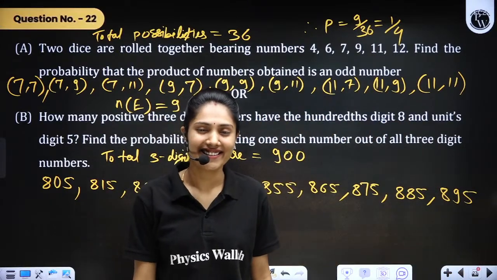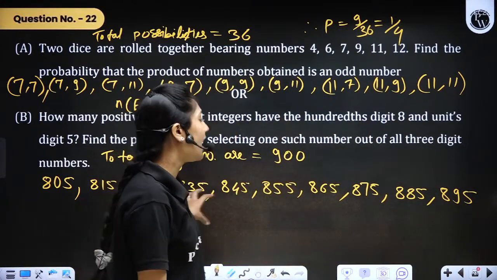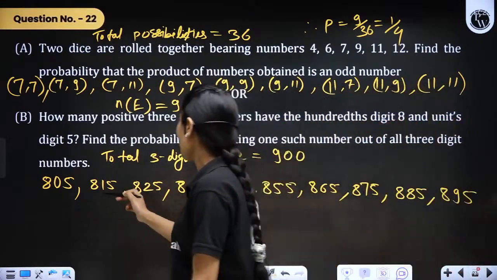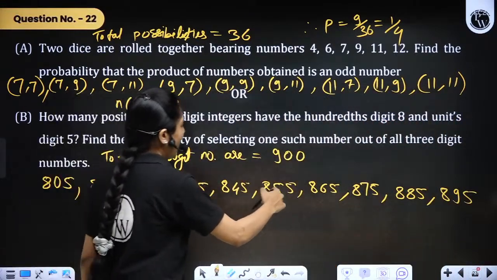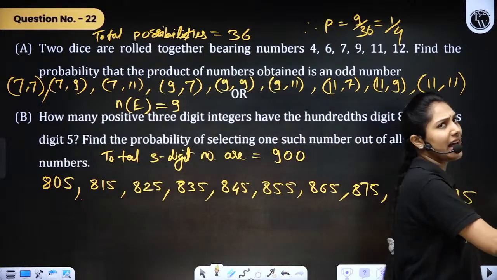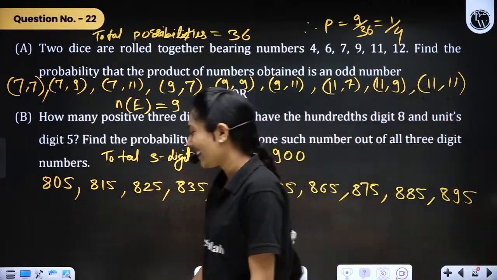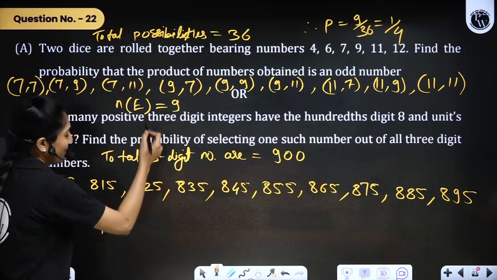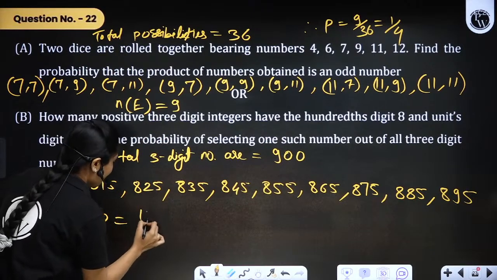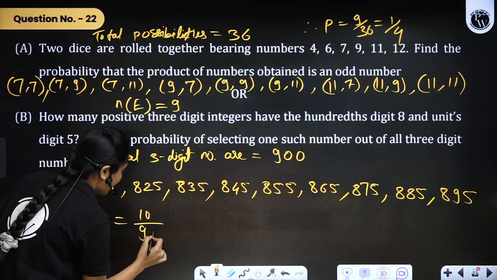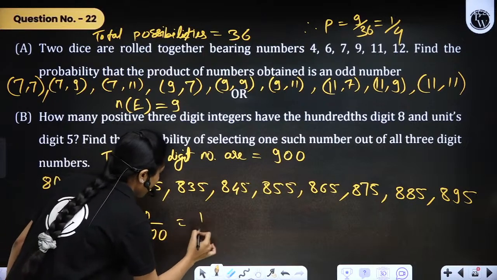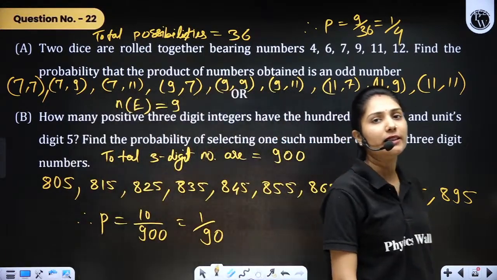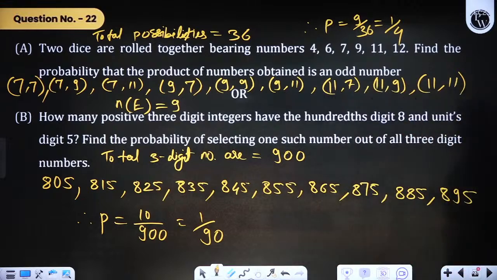Correct? So how many numbers are there? How many entries are there? It's 1, 2, 3, 4, 5, 6, 7, 8, 9 and 10 entries, right? So therefore the probability is 10 by 900. So 1 by 90 is the probability. Is that clear, beta? Is that clear?